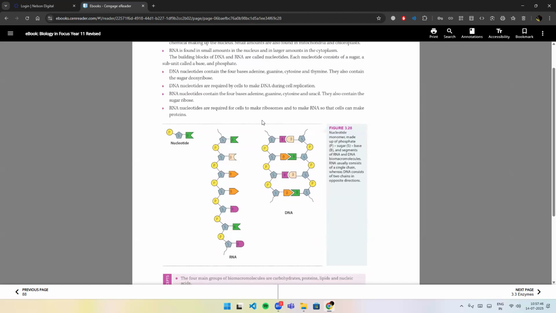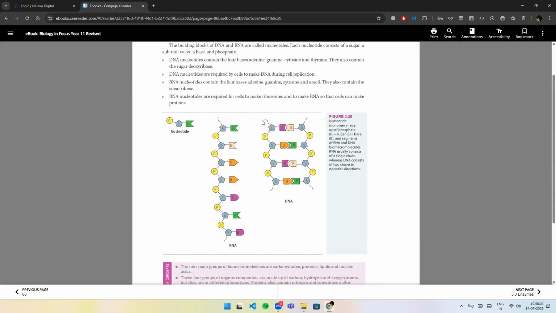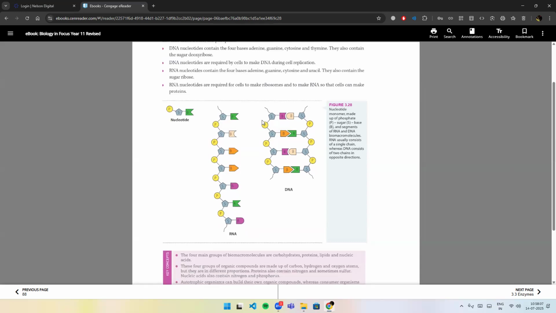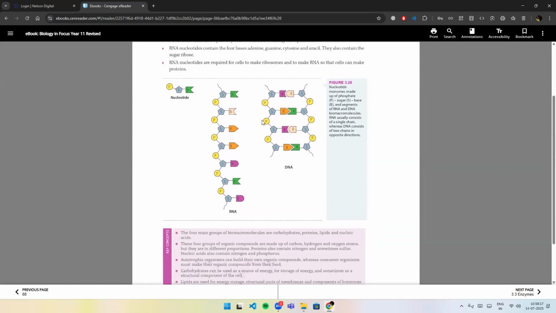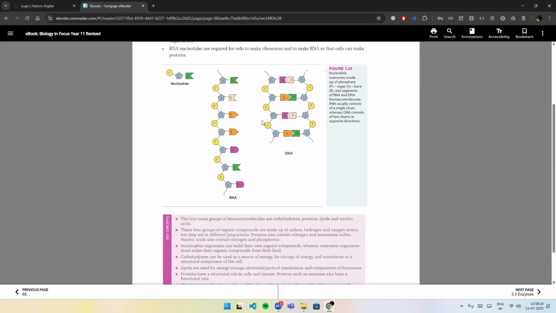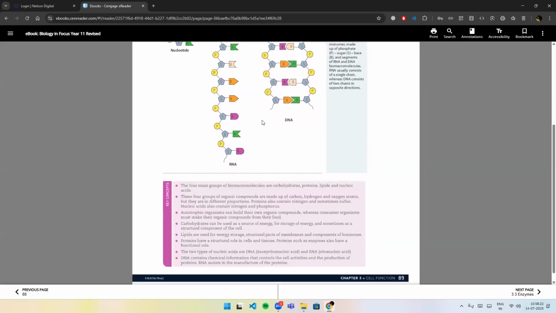The building blocks of DNA and RNA are called nucleotides. Each nucleotide consists of a sugar, a subunit called a base, and phosphate. DNA nucleotides contain the four bases adenine, guanine, cytosine, and thymine. They also contain the sugar deoxyribose. DNA nucleotides are required by cells to make DNA during cell replication. RNA nucleotides contain the four bases adenine, guanine, cytosine, and uracil, and they also contain the sugar ribose. RNA nucleotides are required for the cells to make ribosomes and to make RNA so that cells can make proteins.